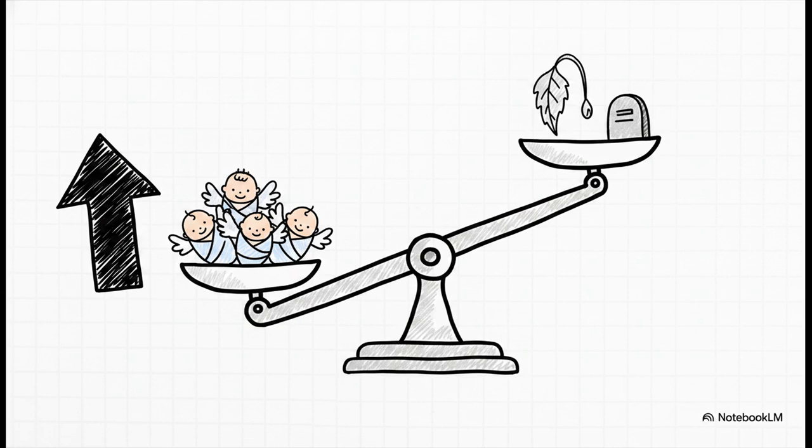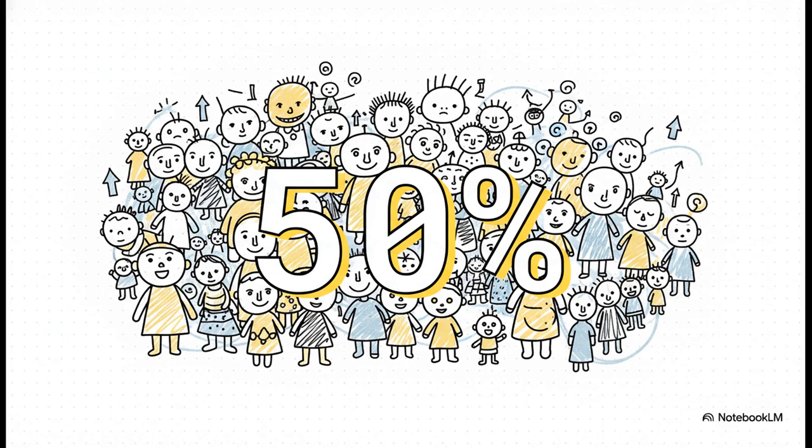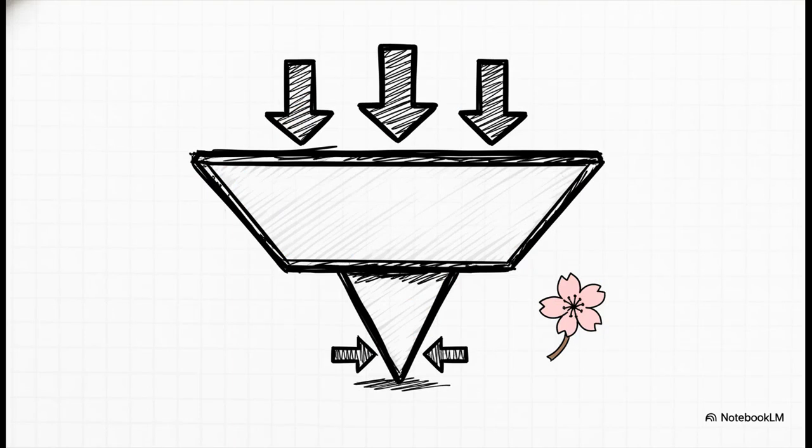First up, natural increase. This just means a country is having way more births than deaths. High birth rates stretch that pyramid base super wide, while low birth rates kind of shrink it down. Take Niger. Their birth rate is so high, a literal 50% of the population is under 15. On the flip side, places like Japan have super low birth rates, creating a tiny, narrow base.